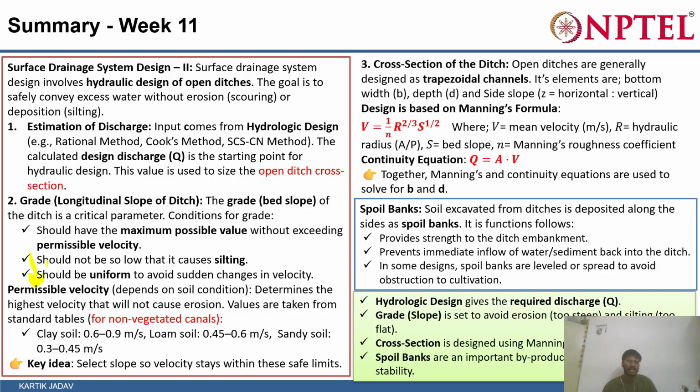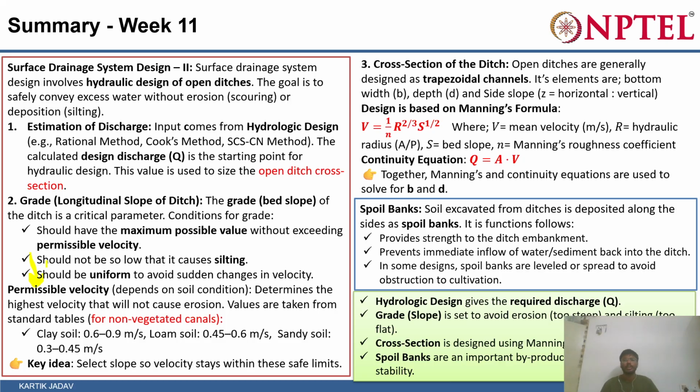So in general, sandy soil has velocities of around 0.3 to 0.45 meter per second. So the key idea is to select the slope so the velocity stays within this permissible limit. So there is less erosion, and less impact on drainage infrastructure.